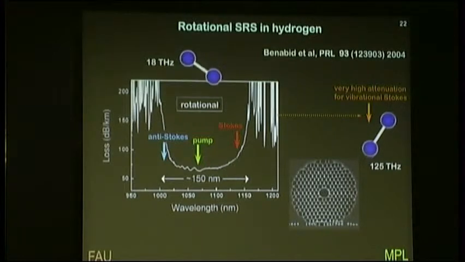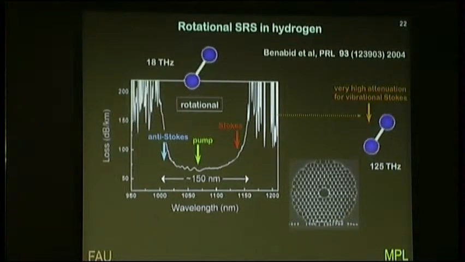This means that if you look at rotational Raman scattering in hydrogen gas, the first Stokes band sits very nicely inside that low loss window. The anti-Stokes band is also in there, but it's a little closer to the edge of the band.